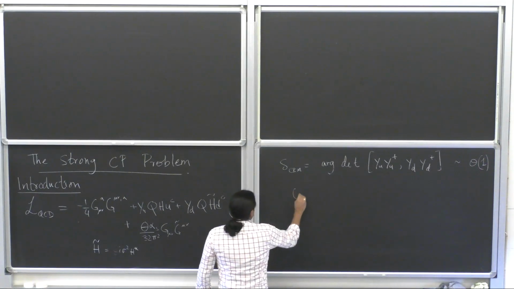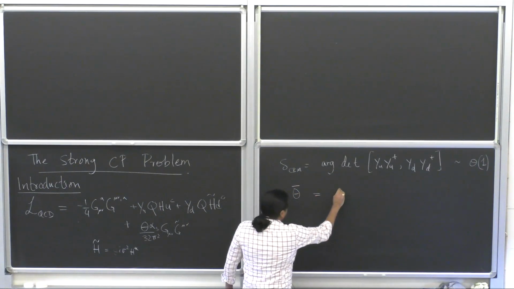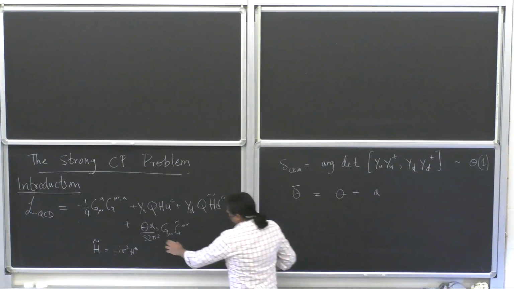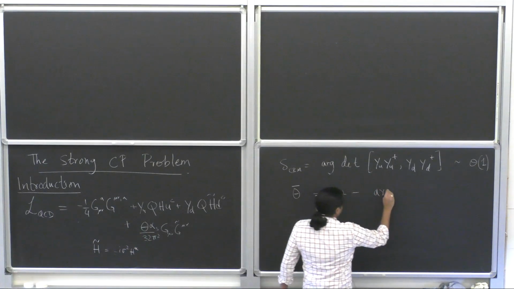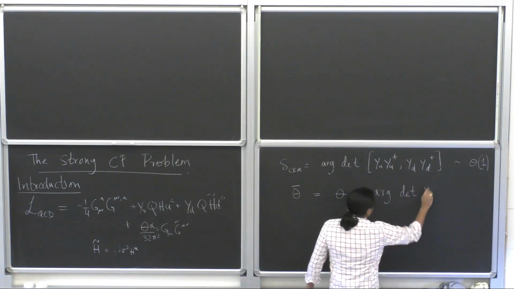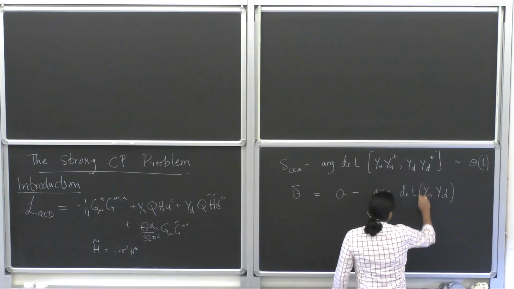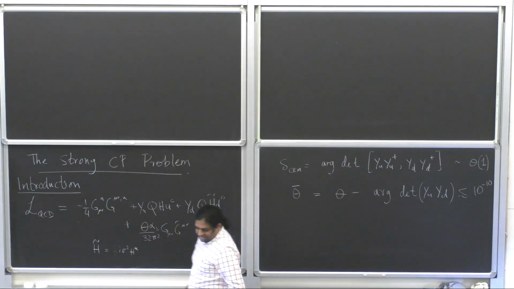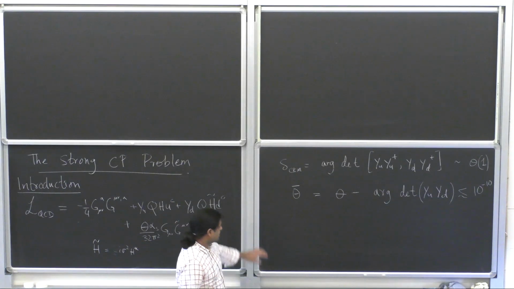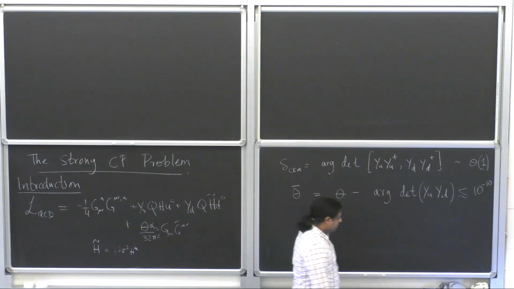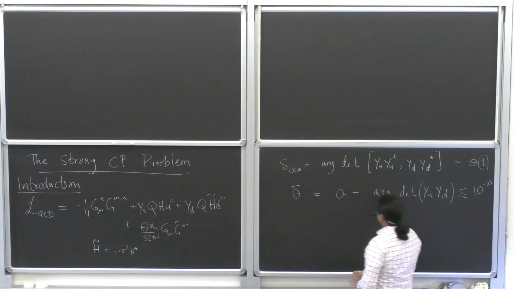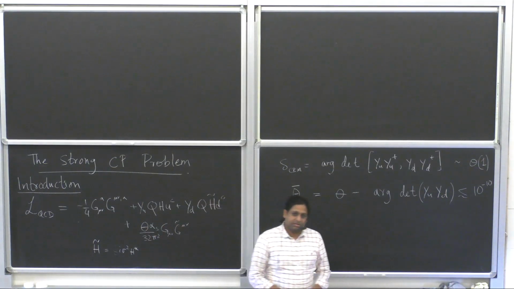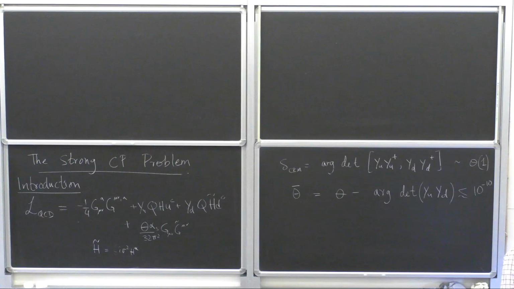There's another invariant combination we could make, which is a combination of this theta angle and the Yukawa couplings, and this we have constrained to be less than 10 to the minus 10. So that's in a nutshell the strong CP problem. There are two phases in the standard model, at least in the strong sector, that you can make out of the Yukawa matrices and this theta angle. One of them we've measured to be non-zero, but the other one we have no evidence for, and it's very, very small.